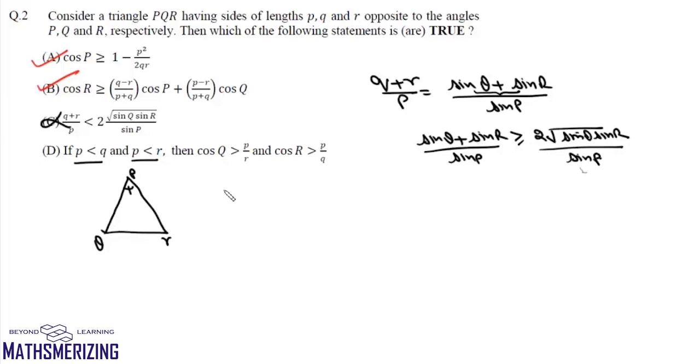So if we consider this case where angle q is obtuse, in that case cos q will be less than 0, and then cos q won't be greater than p upon r. So this fourth condition is not true in all general cases. So that means this option D is also incorrect. So the correct options are A and B.